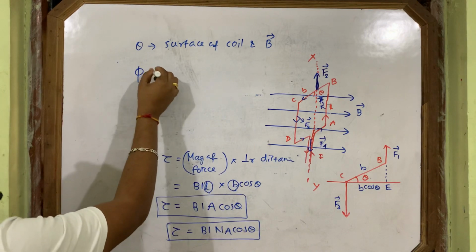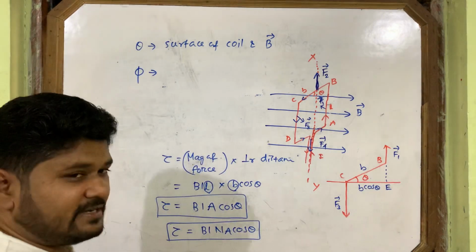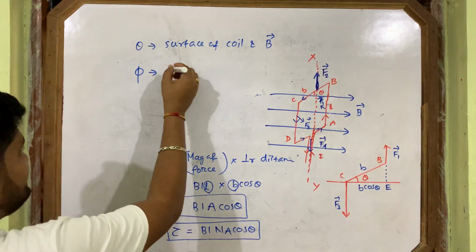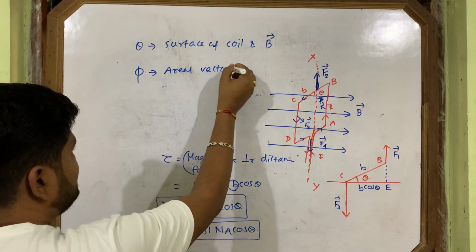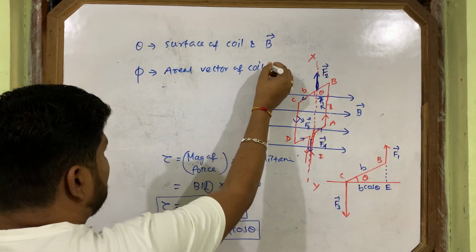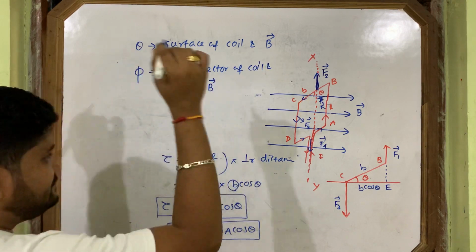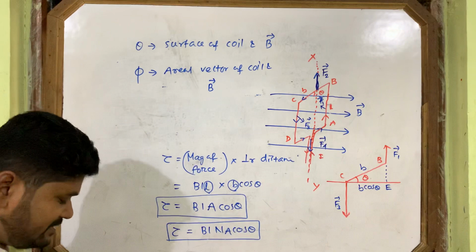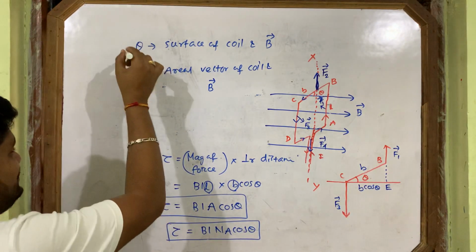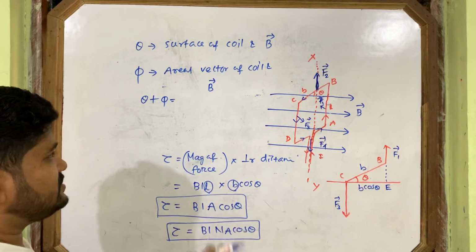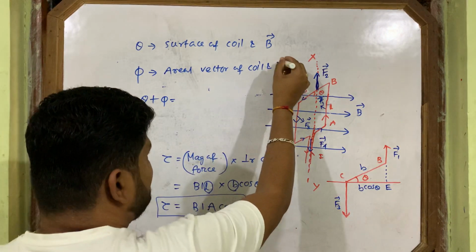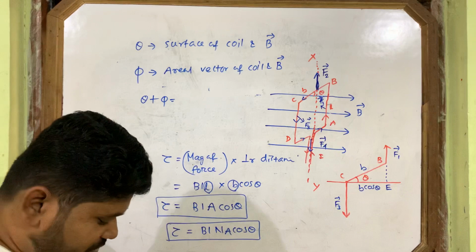But suppose I take a different angle, phi, the angle between the area vector of the coil and the magnetic field. Then what happens? Now see, theta plus phi. You see, how much will theta plus phi be? Now I am showing you that.